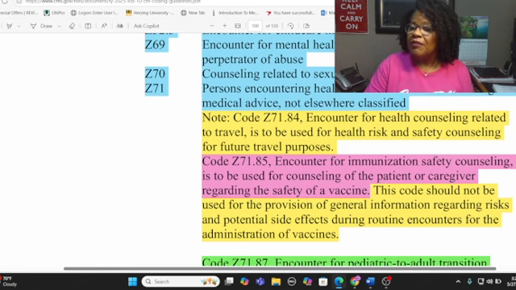Code Z71.85, Encounter for Immunization Safety Counseling, is to be used for counseling of the patient or caregiver regarding the safety of a vaccine. This code should not be used for the provision of general information regarding risk and potential side effects during routine encounters for the administration of vaccine.